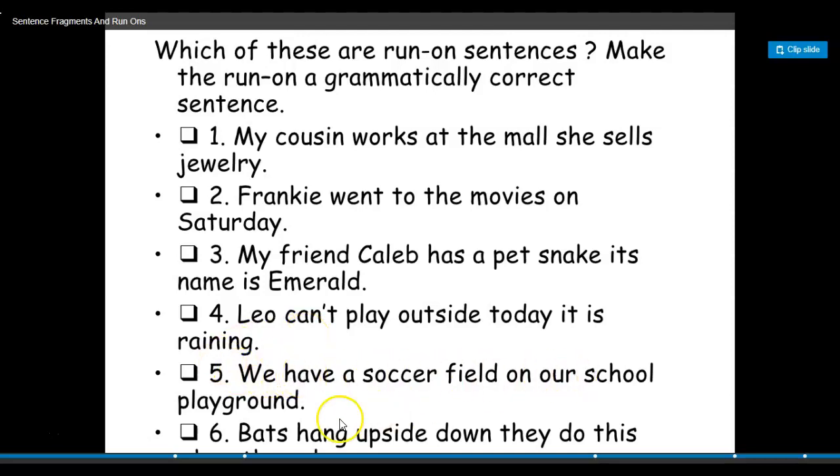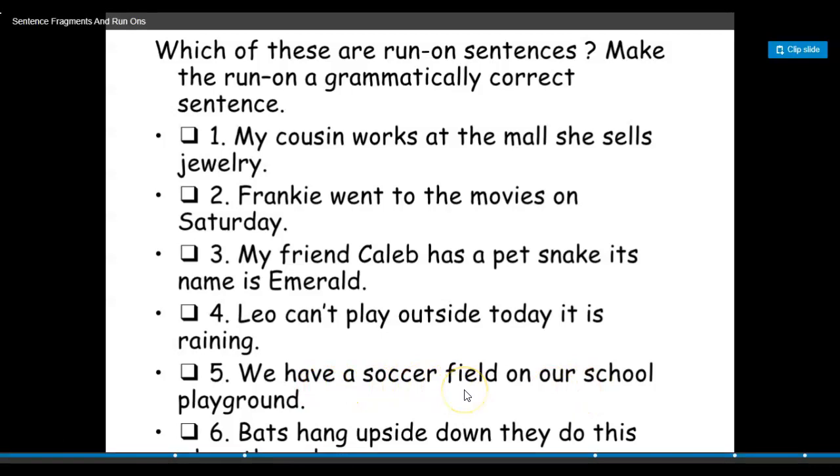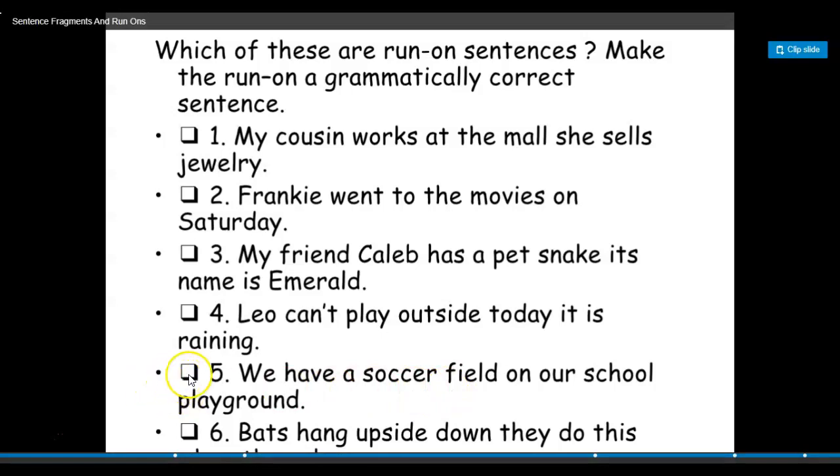We have a soccer field on our school playground. One thought or two? That one is just one thought. Here's how we know this is a complete sentence. Who is the sentence about? We have a soccer field on our school playground. We. What do we do? Well, we have a soccer field. Is there another we in the sentence? No. Is there another thing we do in the sentence? No. It simply has a subject and a verb, a subject and a predicate. That's how we know this is a complete sentence.